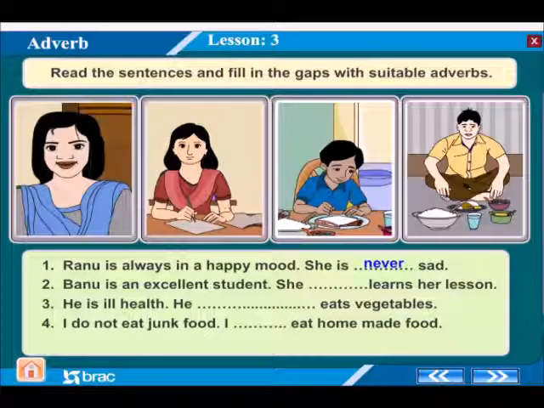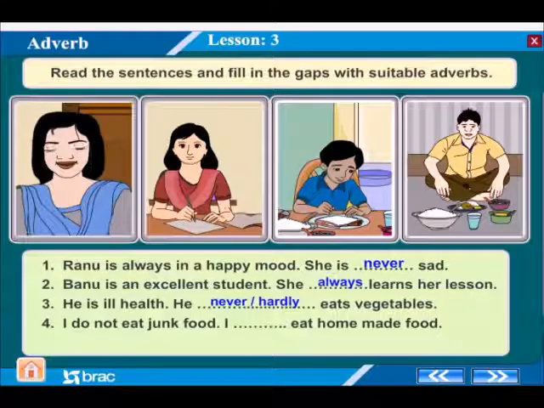Ranu is always in a happy mood. She is never sad. Banu is an excellent student. She always learns her lesson. He is in ill health. He hardly eats vegetables. I do not eat junk food. I usually eat homemade food.